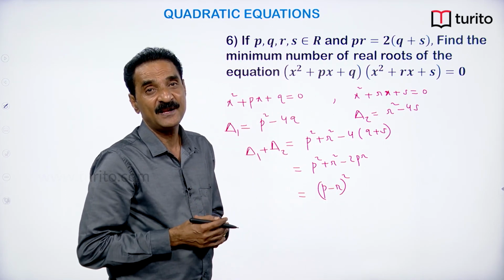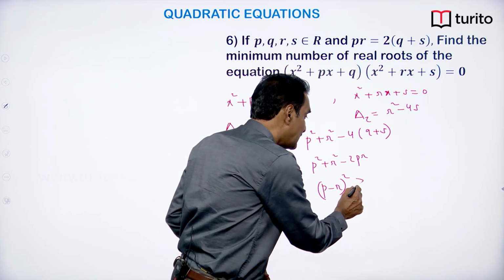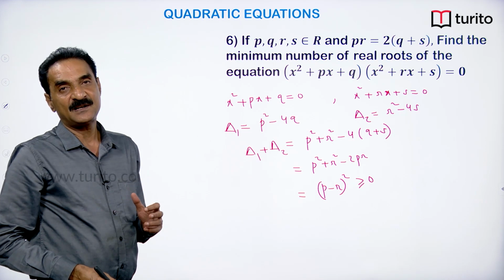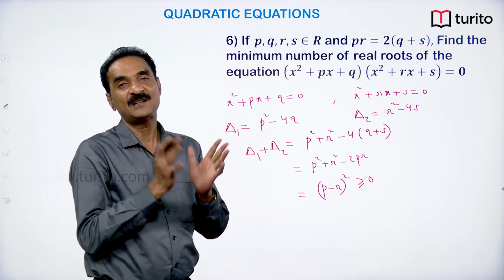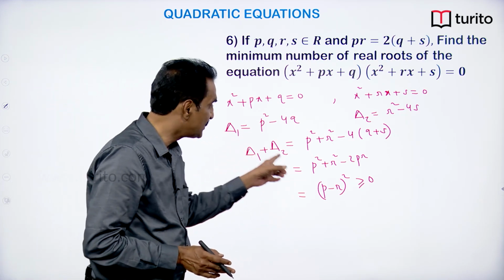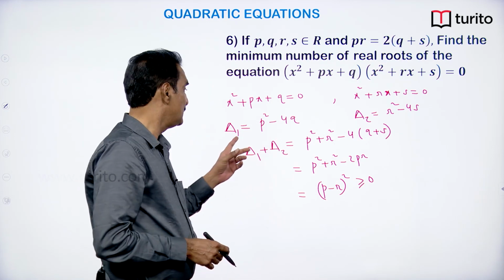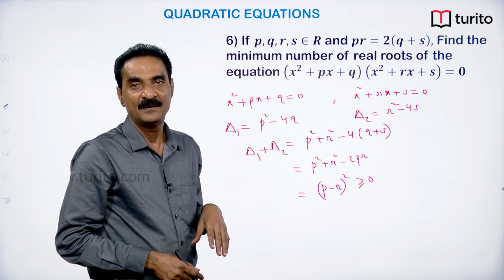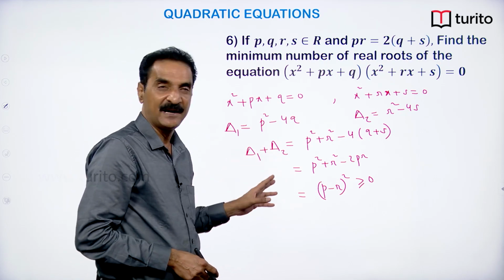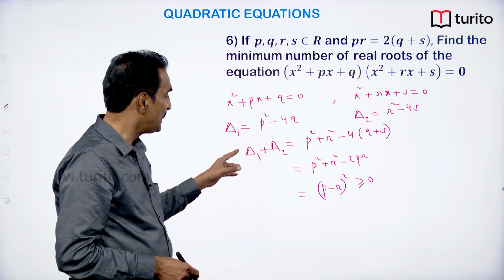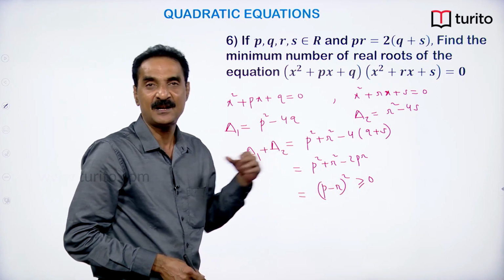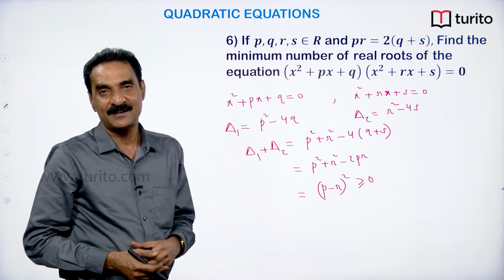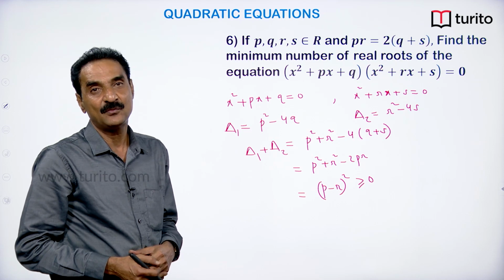What can you tell about p minus r whole square? It is greater than or equal to 0. If delta 1 plus delta 2 is greater than or equal to 0, what are the possibilities? Either both are positive or one is positive, one is negative. Both cannot be negative, is it not? Because if both are negative, sum cannot be greater than or equal to 0. Therefore, at least one of the two deltas must be greater than or equal to 0.